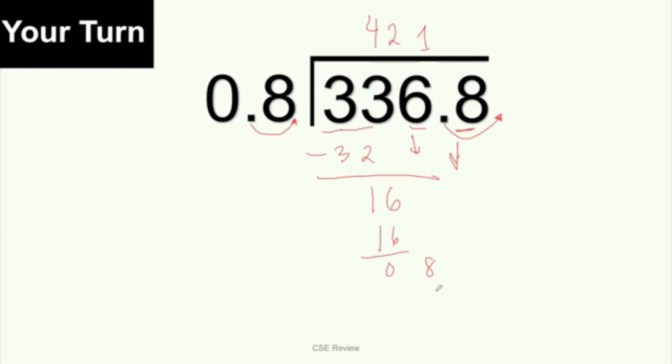1 times 8 is 8. Pag minus mo yan, 0 nang lalabas. At wala nang ibang number. The answer is 421. So again, ano lang ang kailangang dadaan?